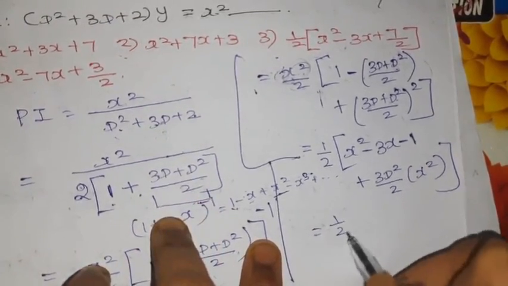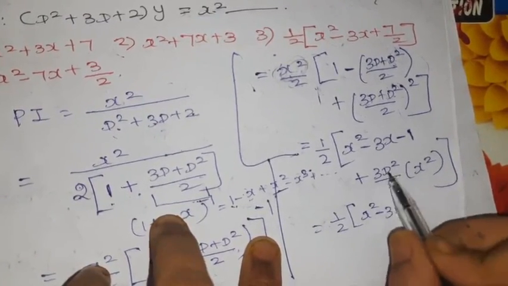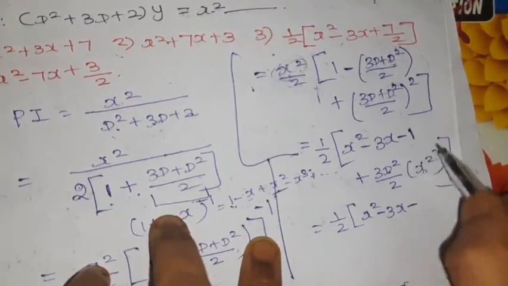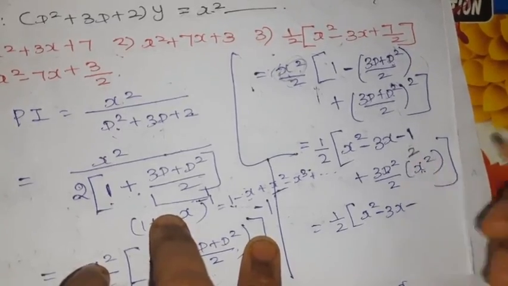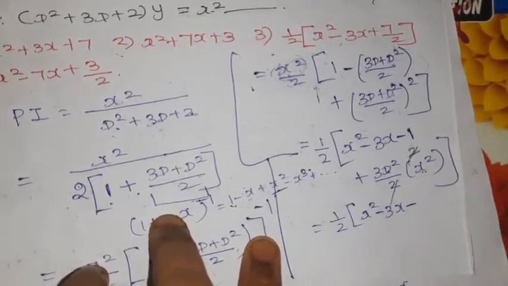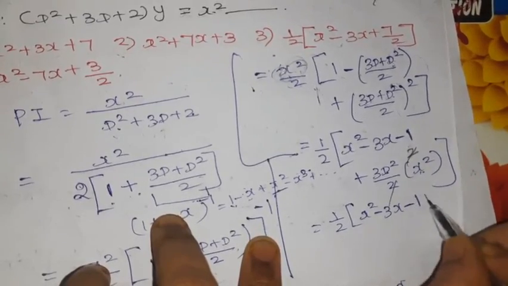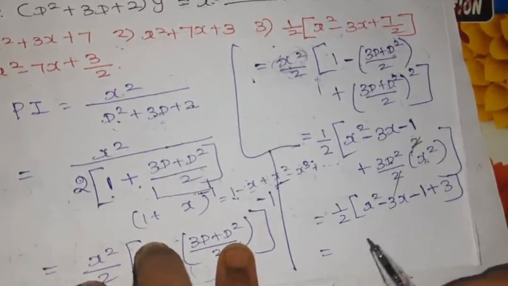So half is outside, x squared minus 3x minus 1. Then again differentiating two times, 2x we will get 2. Again we will get 2. So these 2 and these 2 will get cancelled. Then plus minus 1 plus 3. Then x squared.